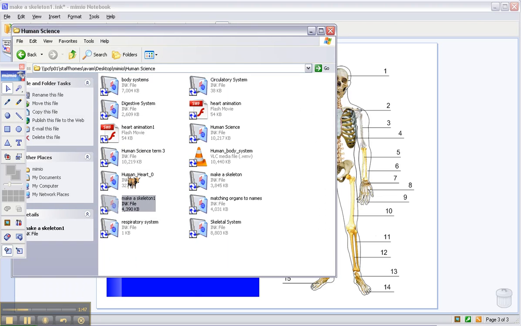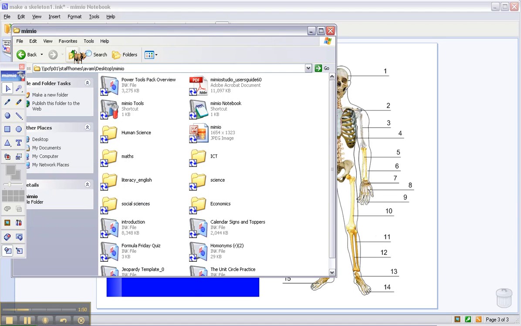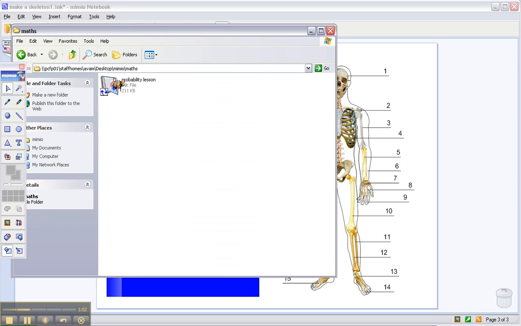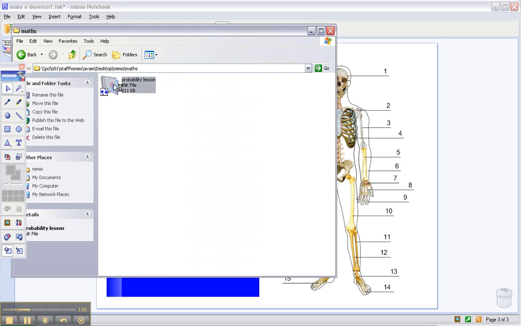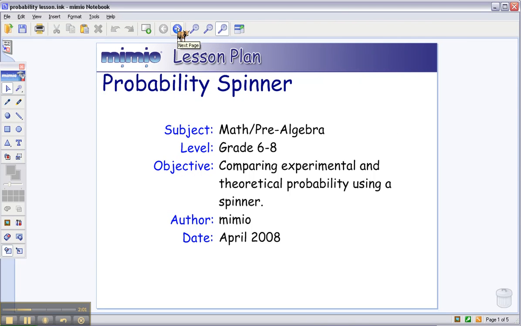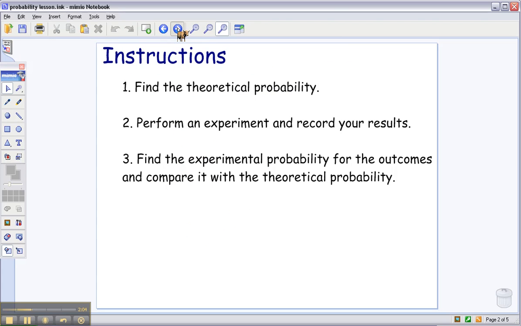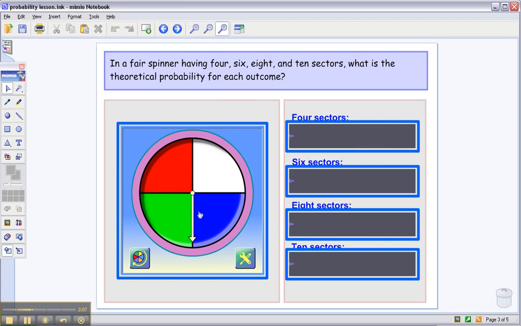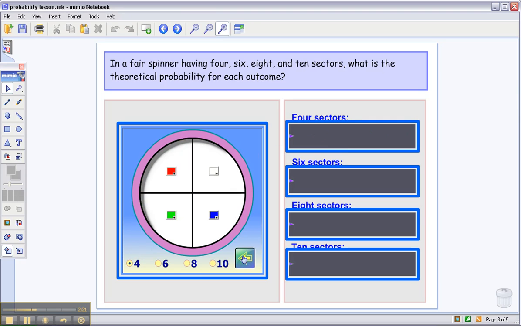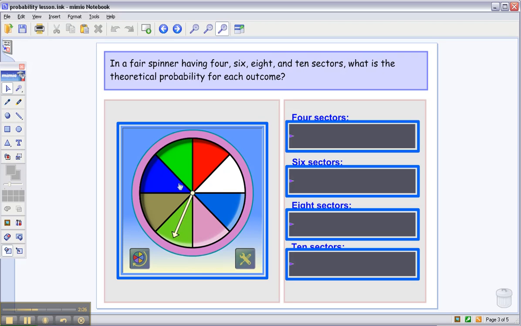Now if we have a look at a couple that I've downloaded, so we go to maths, probability lesson. Introduction. And here's an example of using the spinner and answering the question, and I guess that's the answer. You can just drag and drop these sorts of things from your gallery. If we go to the tools, we can change the number of sectors in the dice and the spinner, and away we go.